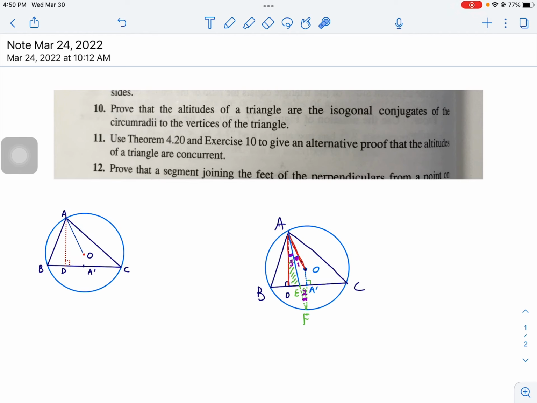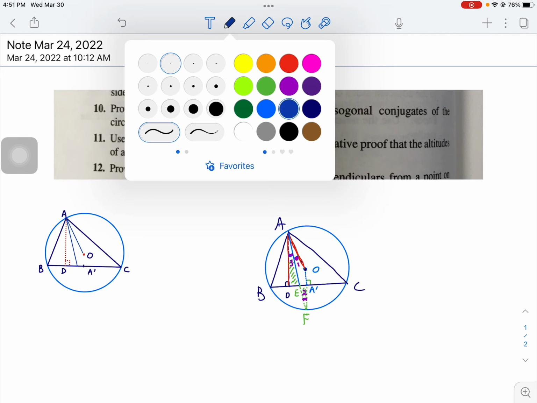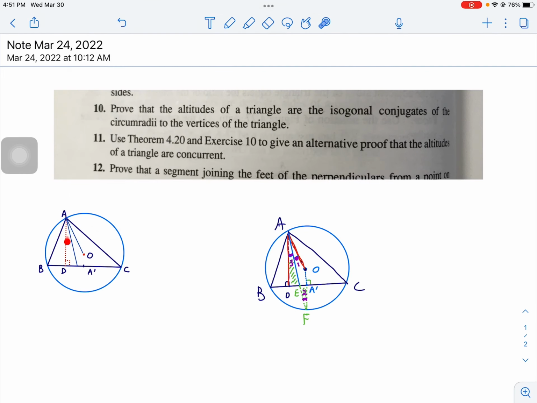Because it involves isogonal conjugates, we want to draw the angle bisector. I'm going to call AE the angle bisector of angle BAC. So if I were to prove this, I'll first draw AE, the angle bisector of angle BAC. Eventually, to prove that these two are isogonal conjugates, we want to show that these two angles are equal. And now the hint comes. Call the intersection of this angle bisector and BC point E.